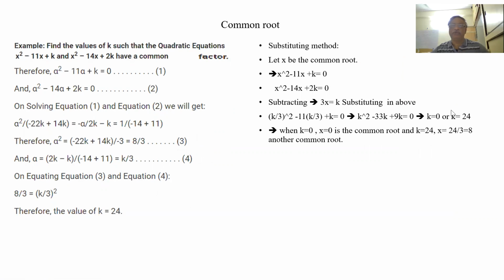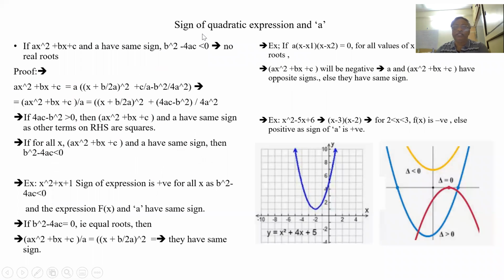So whenever a common root is asked, we can do both the ways. If this is not possible, we will use this method. Let us see the sign of a quadratic expression and a.